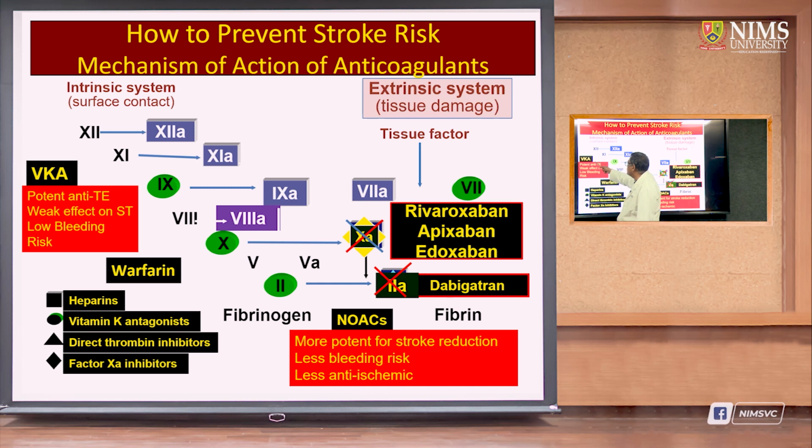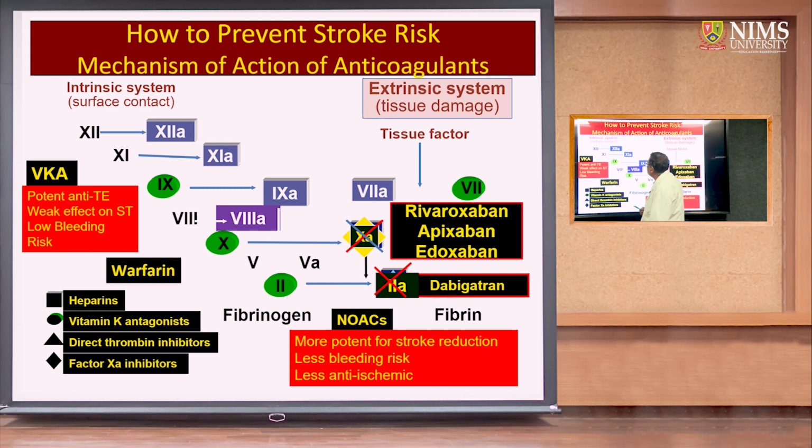So they have a very strong effect on stroke risk reduction, but they also have some effect on arterial thrombosis. They could even reduce stent thrombosis also. They have a weak effect on arterial thrombus, and they have a low bleeding risk. We know that. And where do they act? They can act at factor 9 and prevent it from activating factor 8. So in this pathway they act here, and they can block this whole pathway.